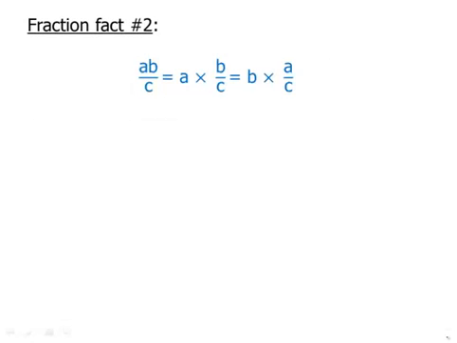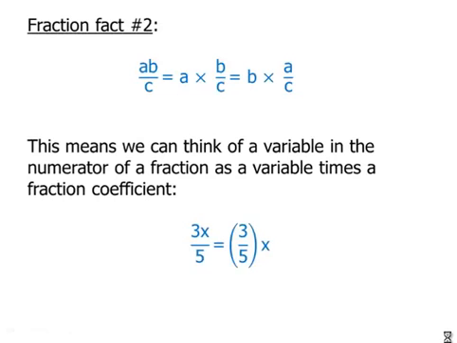Fraction fact number 2: if we have the fraction a times b over c, we can rearrange the multiplication in any order. We can write this as a times the fraction b over c, or b times the fraction a over c. As long as the same things are always being multiplied and the same things are always being divided, the order doesn't matter. This means we can think of a variable in the numerator of a fraction as a variable times a fraction coefficient. So 3x over 5 is just the coefficient 3/5 times x. Those are two very important facts to keep in mind.